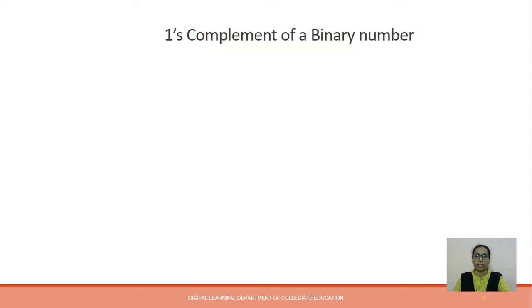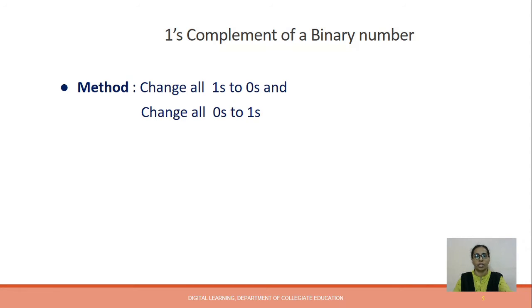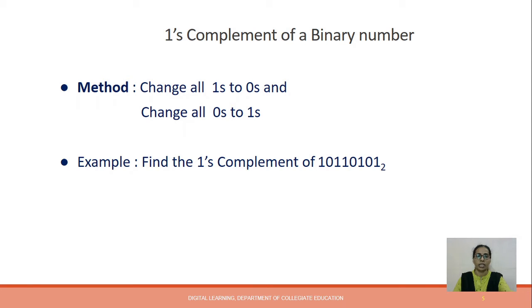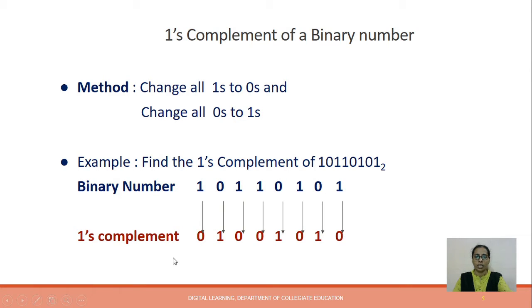Now let's see how to find the ones complement of a binary number. The method is so simple: change all the ones to zeros and all zeros to ones. Let's see with an example. Find the ones complement of the given number, 10110101. Just change all the ones to 0 and zeros to 1 in this number, so you will get the ones complement of this number. See, here is the ones complement, which is 0, 1, 0, 0, 1, 0, 1, 0.